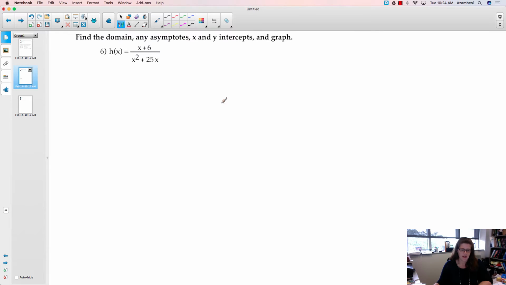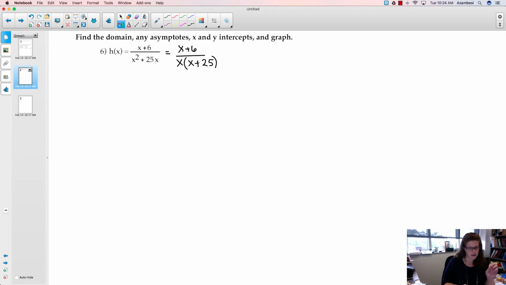Find the domain, asymptotes, x and y intercepts, and graph. So we're going to take a look at this rational function. Remember in class what we did with a rational function first is factor the thing, top and bottom. So the top is already factored into x plus 6. Bottom, I can factor out an x, greatest common factor, and x plus 25 is what I'm left with.